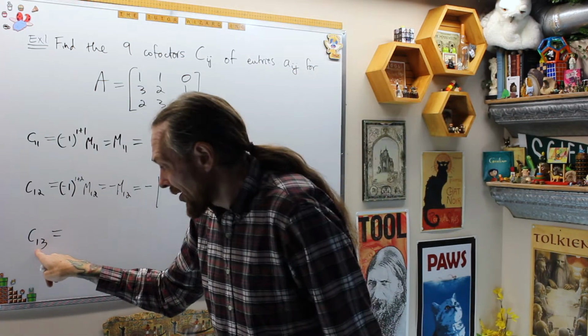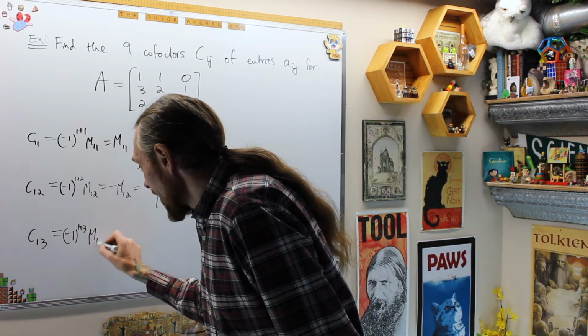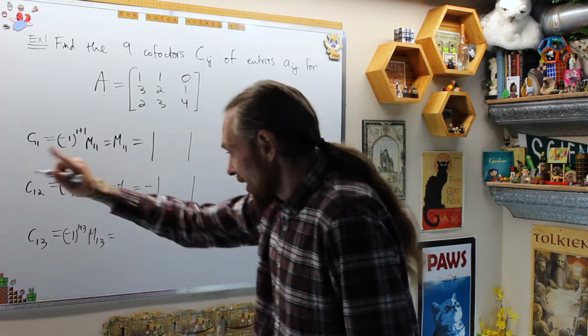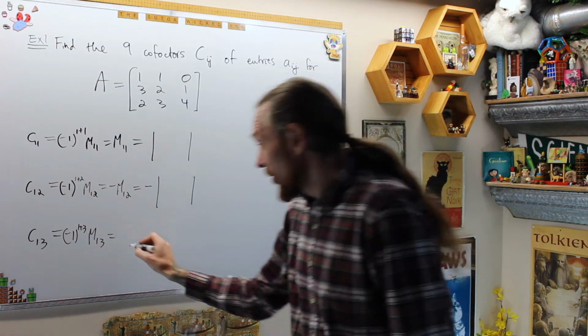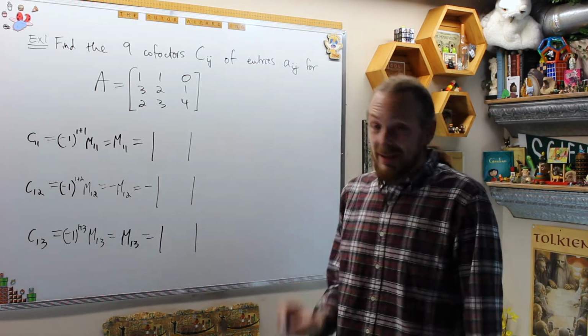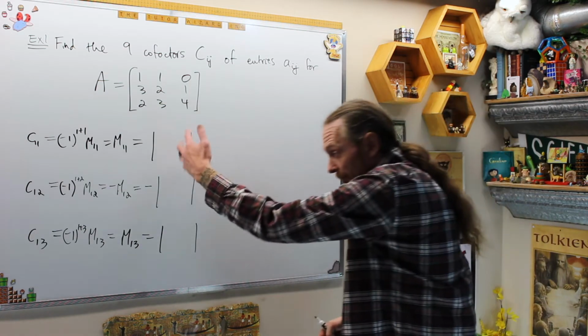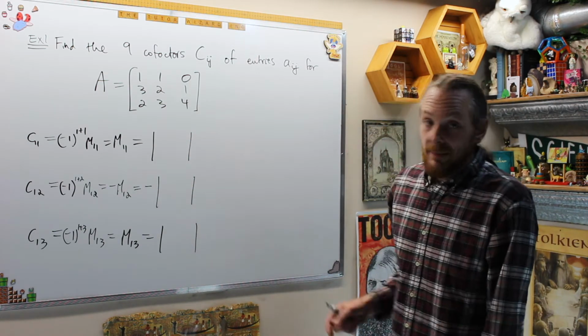And then the third cofactor I need is going to be -1 to the 1 plus 3 times M13, which is a positive number, or plus, minus, plus from our checkerboard. This is going to give me M13, which is a 2 by 2 determinant obtained by blocking off row 1 and column 3. Now I turn on my thinky brain even more, and now I have to actually compute.